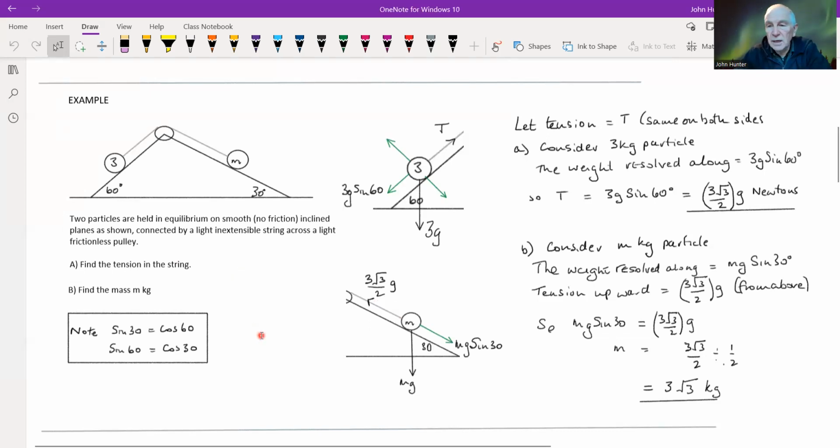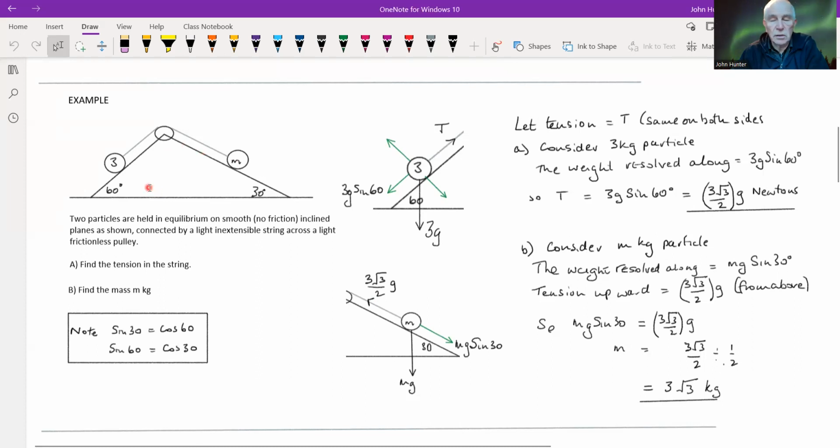Now, this question involves what's called a system of particles. We only need two to make it a system. We've got the 3 kilogram one and an m kilogram one. We don't know the value of m yet. So this makes it a system of particles. And the key thing we need to note is that there is a tension in this string. It is effectively acting upwards for the m kilogram and upwards again for the 3 kilogram. And those tensions are equal.